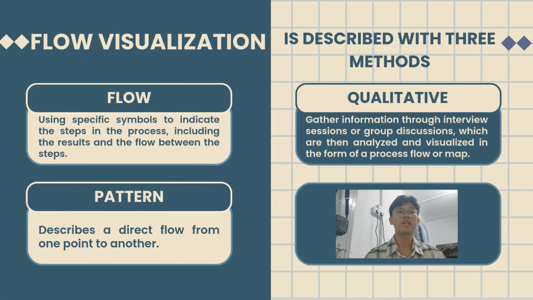Flow visualization has three methods. First, flow, using specific symbols to indicate a step in the process, including the result and the flow between the steps. Number 2 is pattern, describing a direct flow from one point to another point. And the last one is qualitative, gathering information through interview sessions or group discussions, which are then analyzed and visualized in the form of a process flow or a map.